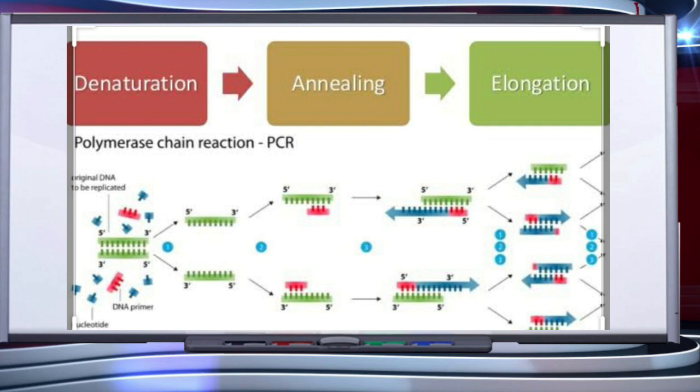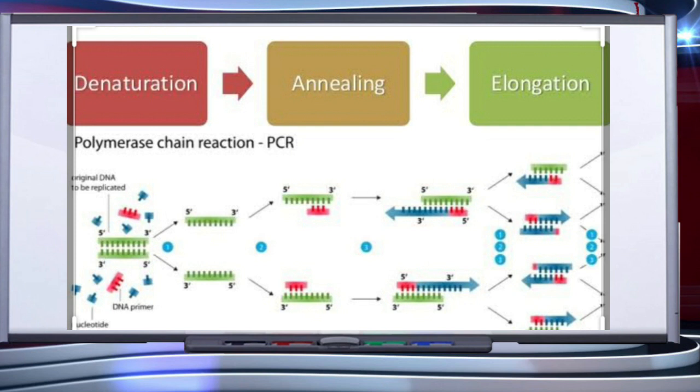The next step of PCR is annealing. It is carried out by two sets of primers, which are added in the reaction. They anneal to the 3' end of each separated strand. Primers act as initiators of replication.